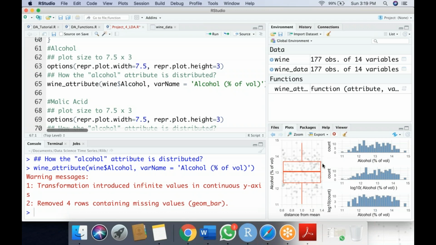These are the various transformed versions of the data to check the distribution. From this, we can see how the data is distributed. For alcohol, there is no outlier present, and the distribution is almost normal, and with log transformations we can see it also shows a proper normal distribution. Are you with me? Yes.